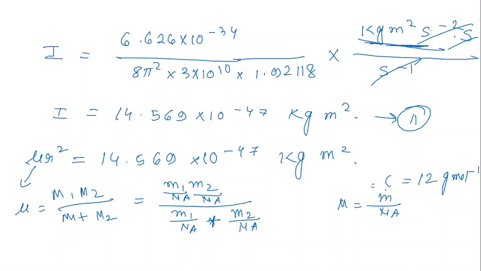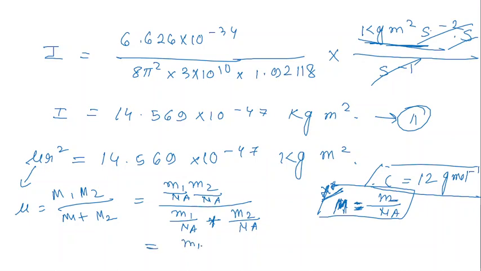Please don't put this thing here, then you will make the mistake. This is a very important thing. I usually make this mistake many times, so I am just highlighting it. You have to write m by Na, meaning m1 m2 by m1 plus m2, times 1 by Na. Okay, now other things are okay.